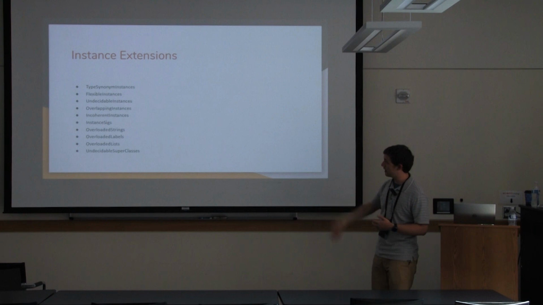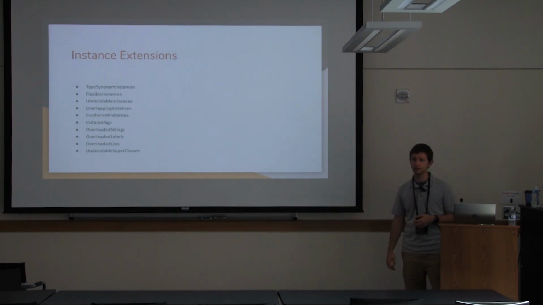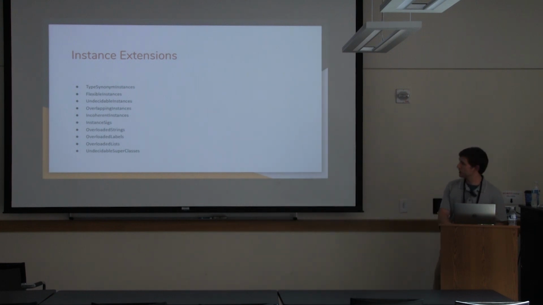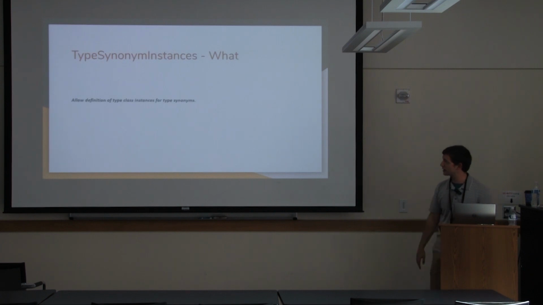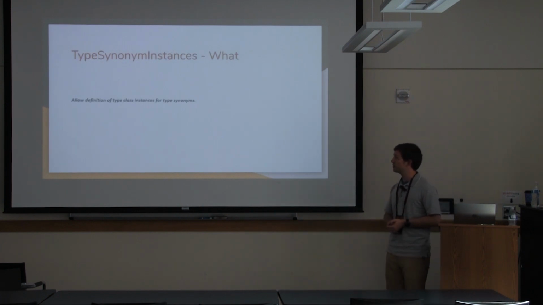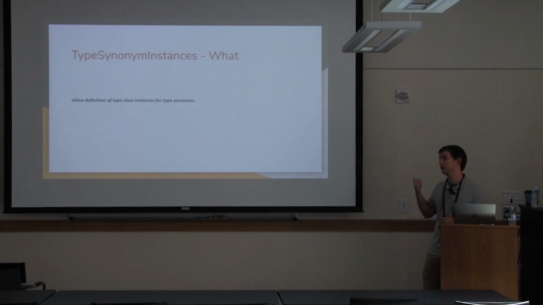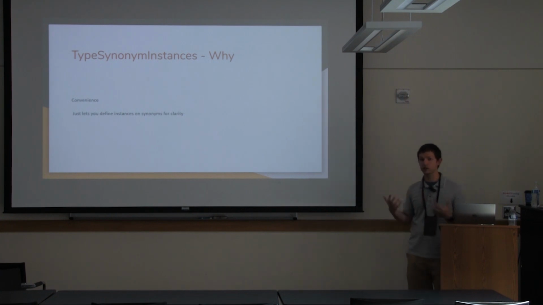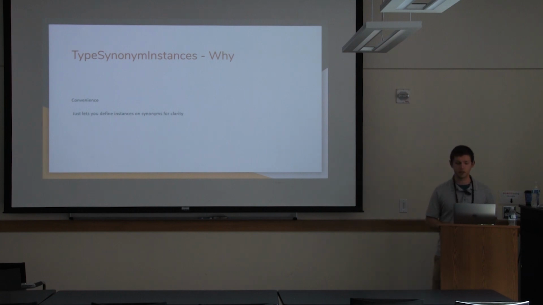All right, so that's the final class extension. But then there's still all these 10 other instance extensions. So the first one is type synonym instances. And this is one that I actually didn't realize existed at all until I went into the user's guide, because this also feels like a really stupid constraint. So why would you want to have type synonyms? Well, it's super convenient because type synonyms allow you to document your code really easily. And it just lets you define instances on those synonyms for clarity.